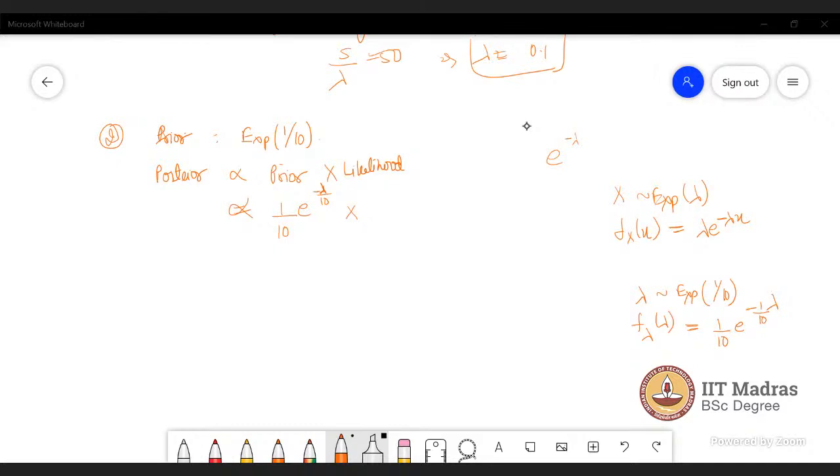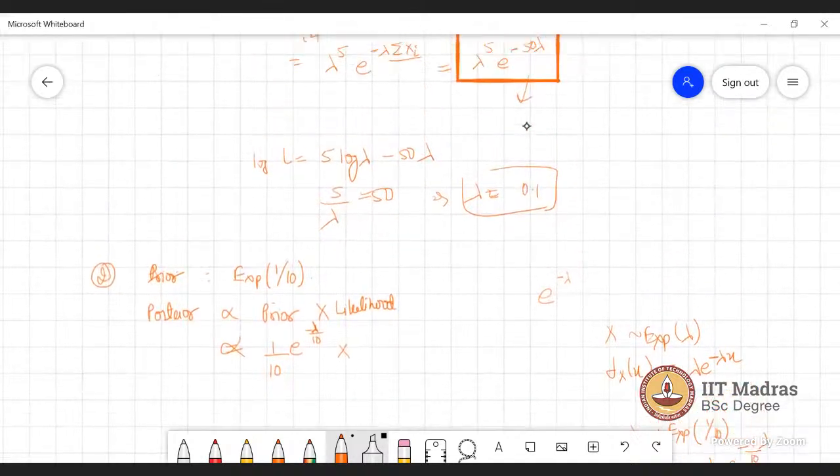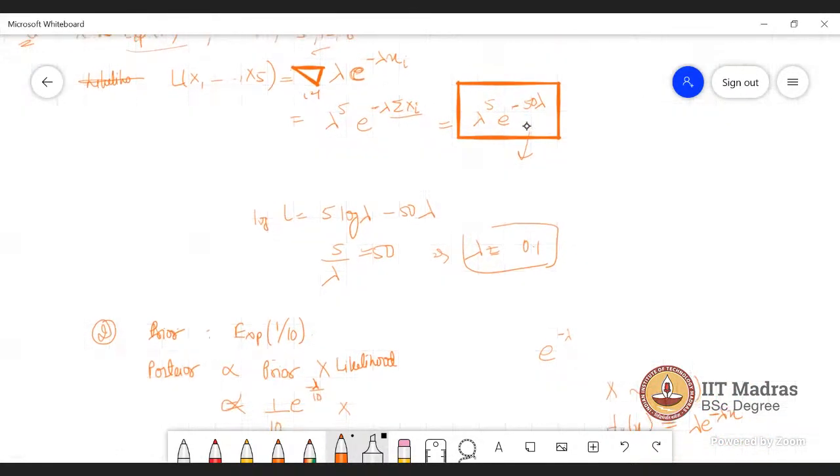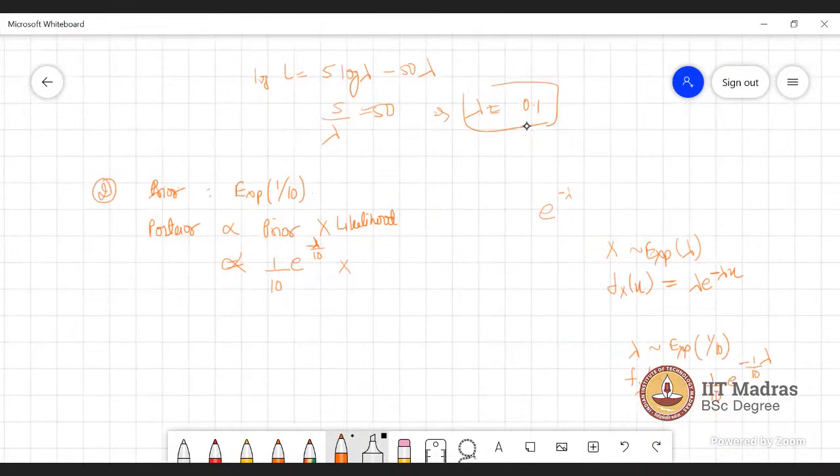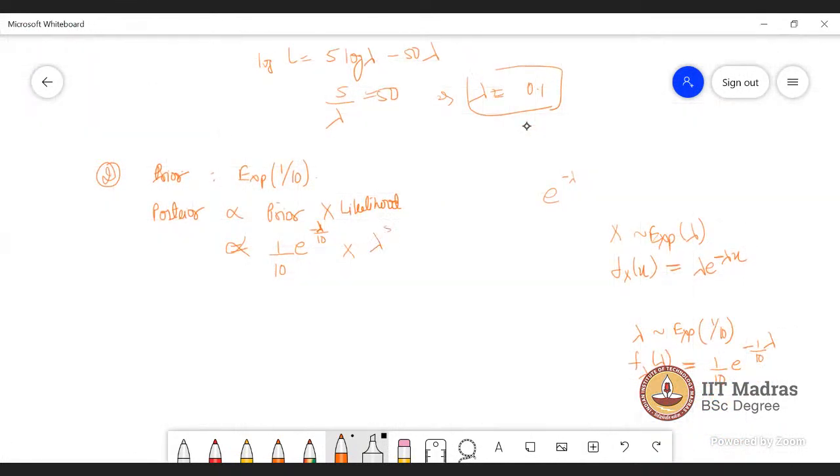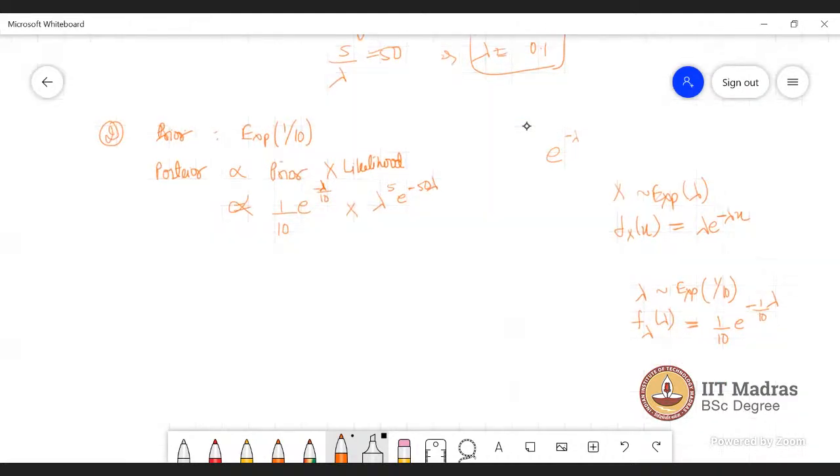Now, the likelihood function we have found in the previous problem is lambda to the power 5 e to the power minus 50 lambda. So once you solve it, this 1 by 10 constant can be ignored, and the posterior will be proportional to lambda to the power 5 e to the power minus lambda times 50 plus 1 upon 10.